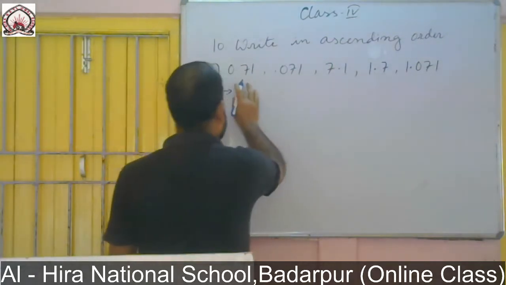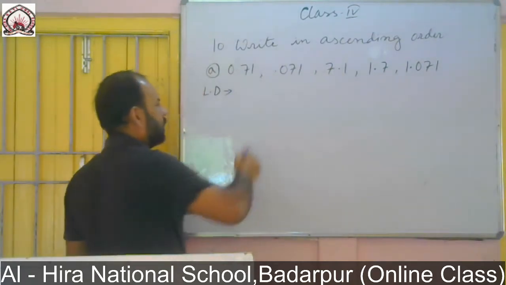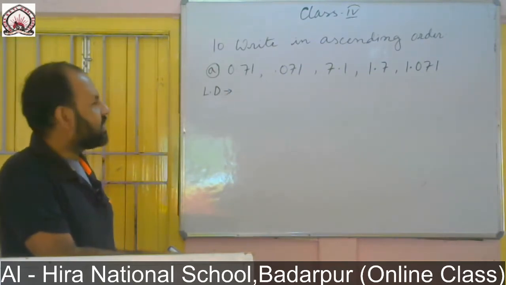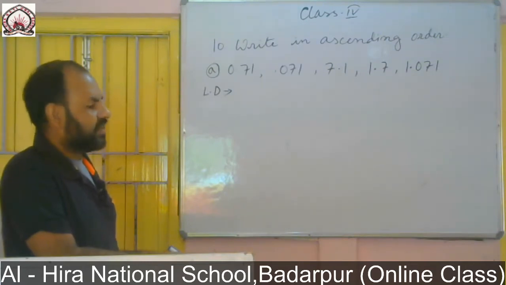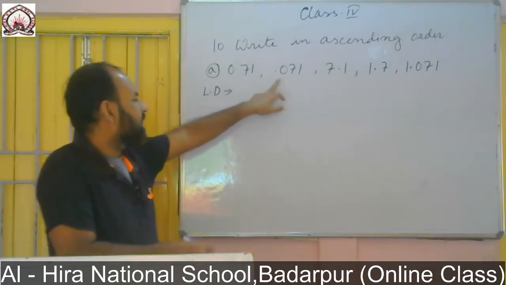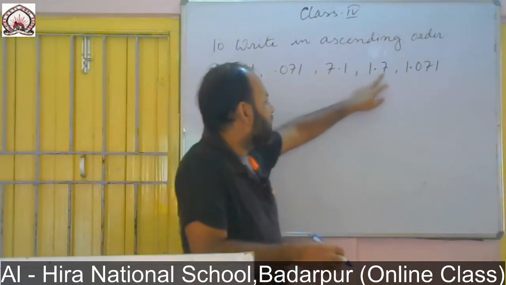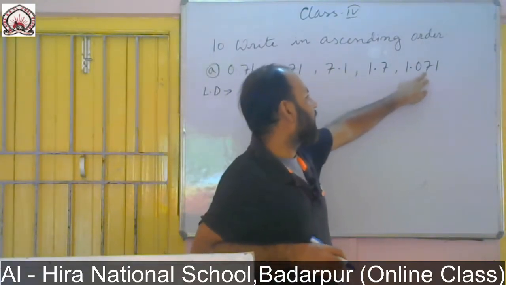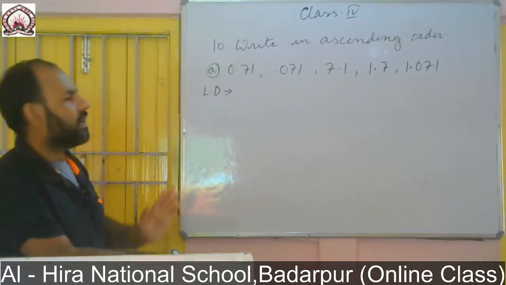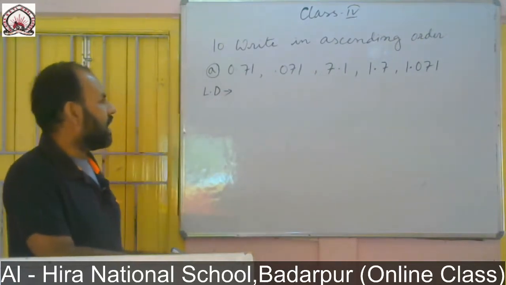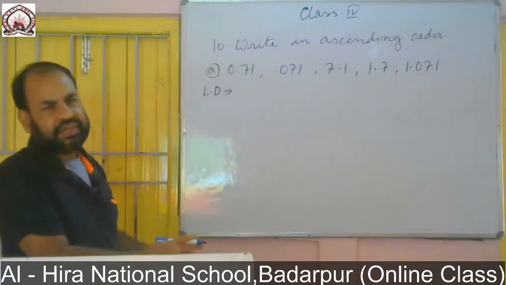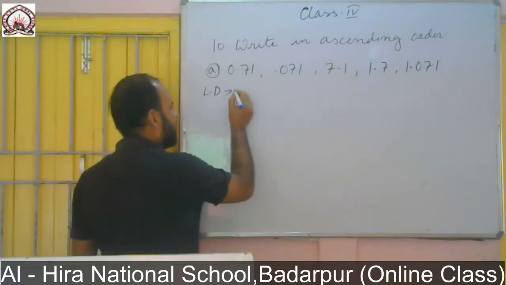So how to make like decimal? Like decimal means after the decimal, if all have the same number of digits, then the decimal fractions are like decimals. Here we have 2 digits after the decimal, here 3 digits, here only 1 digit, here only 1 digit, here 3 digits. So the highest is 3 digits after the decimal. So now we make all numbers 3 digits after the decimal by adding 0.